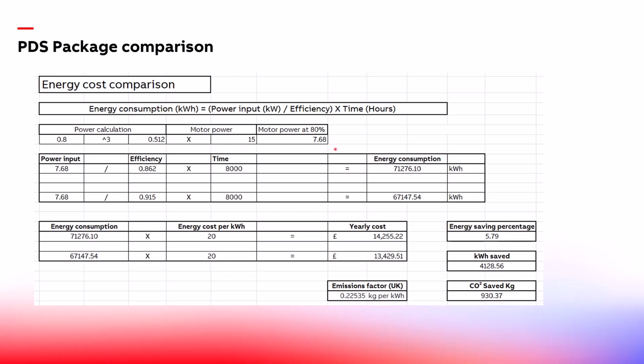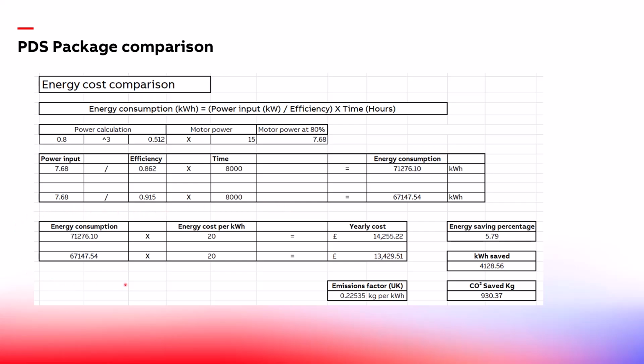Times that by the motor power, and we've got our motor power at 80%. In the next section down, we've got the actual motor's efficiency. So you can see IE2 on the top there, and then IE5 on the bottom, multiplied by the operating hours, and that gives you the energy consumption for each motor. You can see the IE5 is less than the IE2, which is what we would expect.